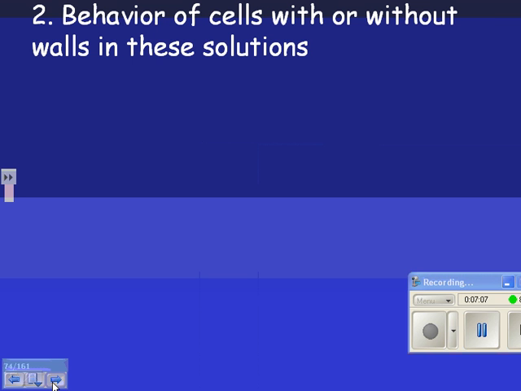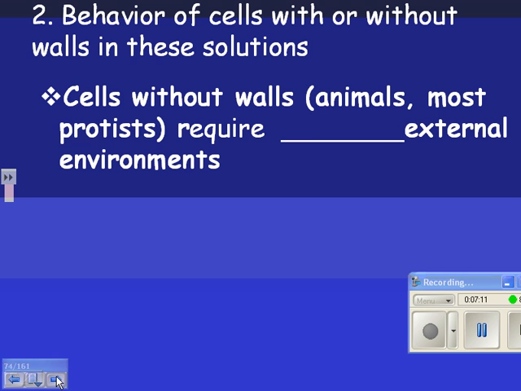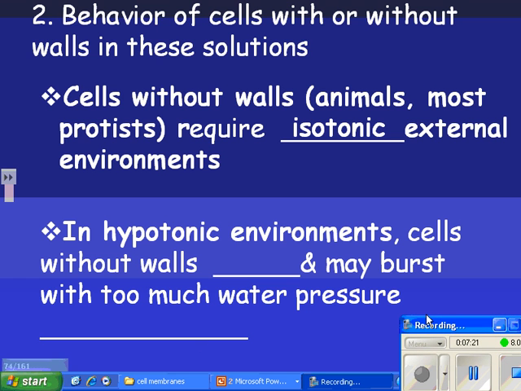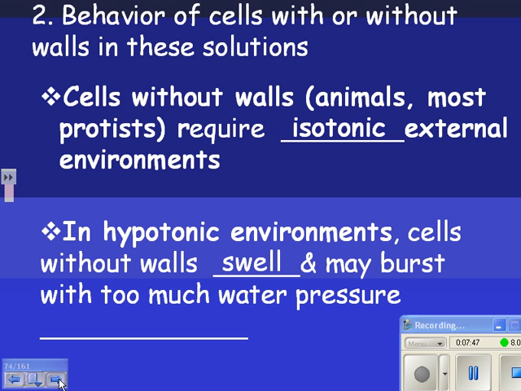Behavior of cells with or without walls in these situations. So cells without walls, like animal cells and most protists, actually require isotonic environments. Your body does a really good job of maintaining homeostasis, keeping your tissue fluids, the fluid outside your cells, isotonic, so that you don't have to worry about your cells getting swollen or bursting, or the other way, plasmolysis. So in hypotonic environments, cells without walls tend to swell, and if there's too much water, they may burst with too much water pressure. That's called, again, cytolysis, cyto for cell, lysis to break.